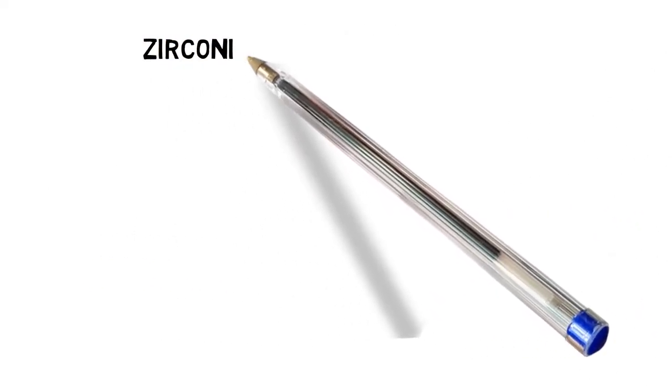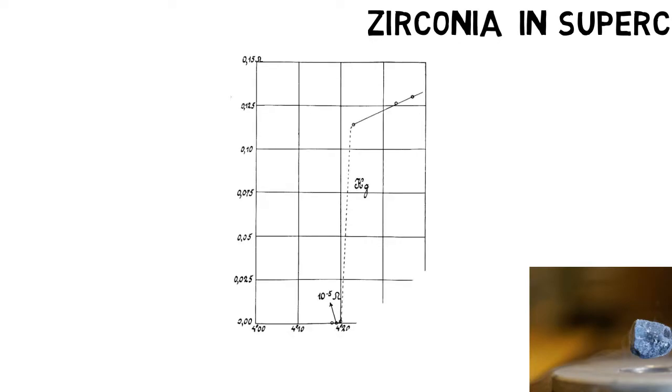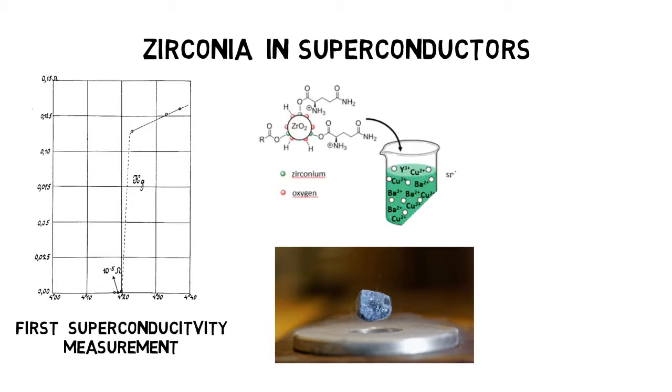Zirconium oxide nanoparticles have seen use in superconducting composites. A superconductor can be most easily described as a material that can transfer electricity without any resistance whatsoever when cooled to a certain temperature. Zirconium oxide nanoparticles are added to the superconducting material to improve its superconducting properties.